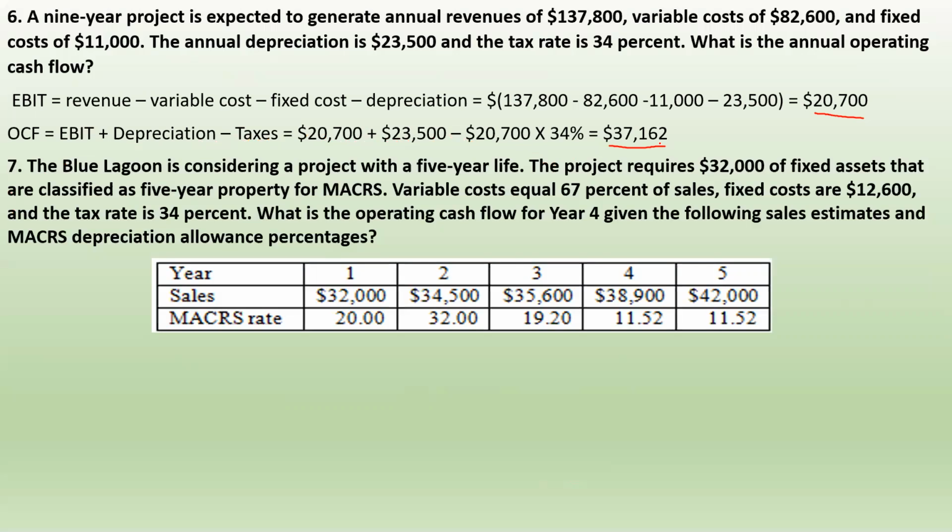The tax is based on EBIT. So the operating cash flow equals 37,162.